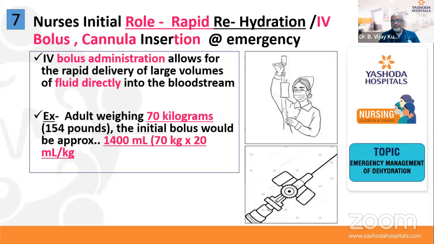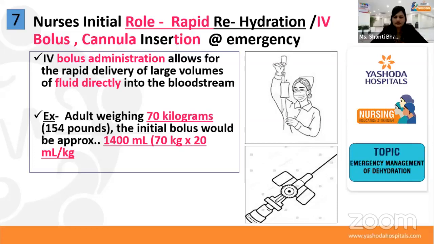In children, the amount of dehydration is basically measured by weight loss. If the child has lost 3 to 5% of weight, it is called mild. 5 to 10% of the original weight is called moderate. More than 10% is called severe.